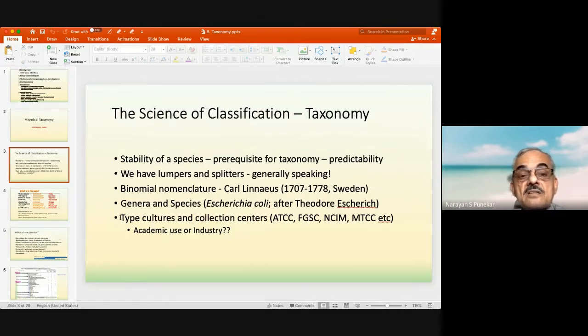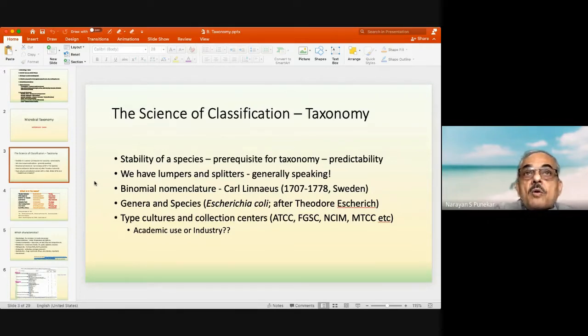So the collection of these organisms itself is a big business. It's a big business for a couple of reasons. First of all, you are cataloging all the species, all the biodiversity in the world at the microbial level. And then secondly, some of them are valuable. Obviously, there is money involved in it. Okay, so some of these industrially valuable strains are also preserved at some place.